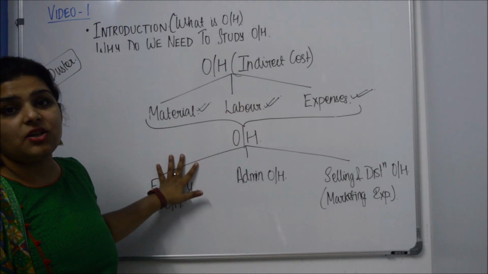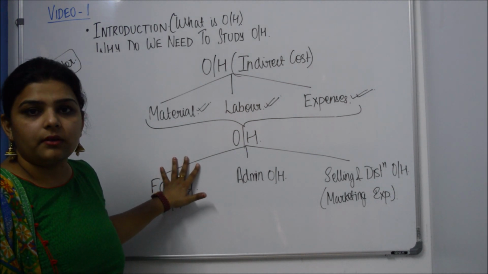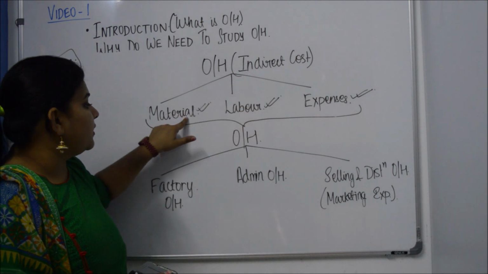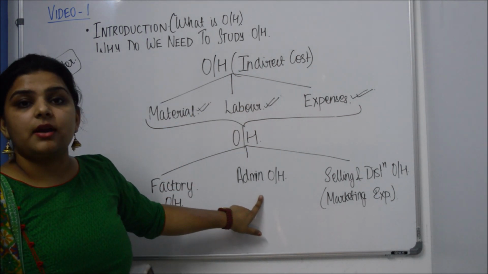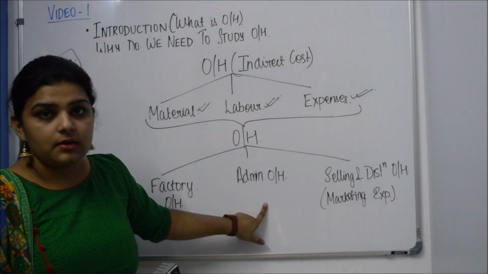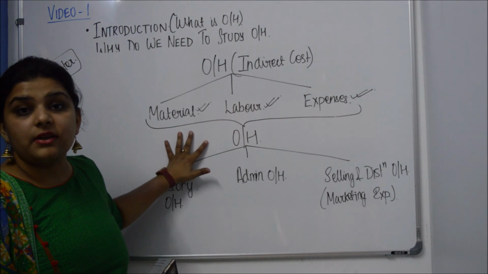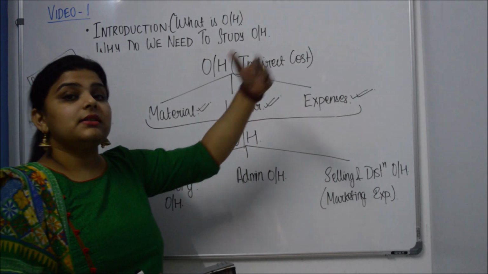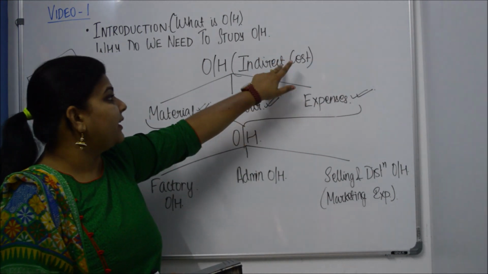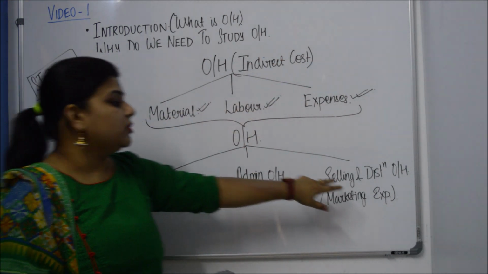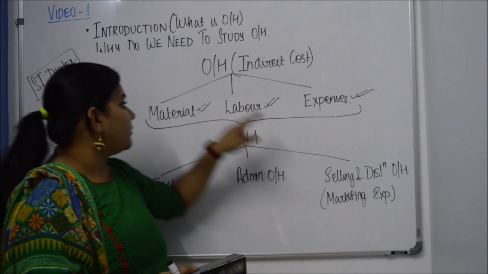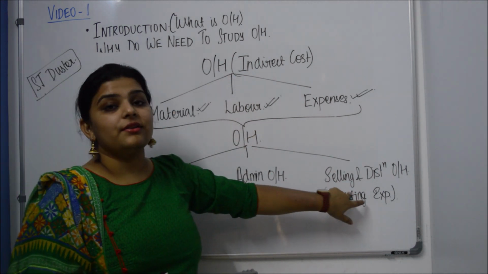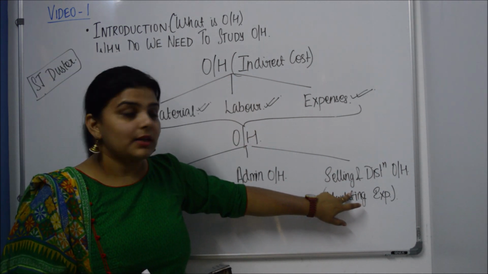The stationery used by the office department: indirect material used in the office becomes an admin overhead. Stationery, pamphlets or hoarding boards used by the sales department: indirect material used by the selling department becomes a selling and distribution overhead.